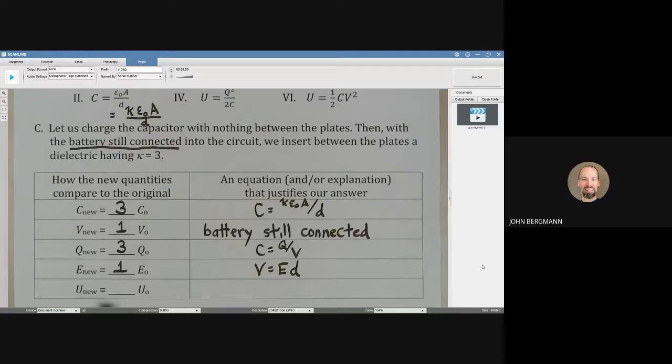What about the energy compared to before? You could use any of the energy equations here, but I like to use this one because there's nothing squared in it. The amount of charge has gone up by a factor of 3. The voltage has stayed the same. Once again, this factor of 1/2 has always been there. So whenever you're figuring out how much the energy has changed by what multiple, you don't consider that 1/2. You just look at how Q has changed and how V has changed. Q has gone up by 3, V has stayed the same. Therefore, the new amount of energy is 3 times as much.